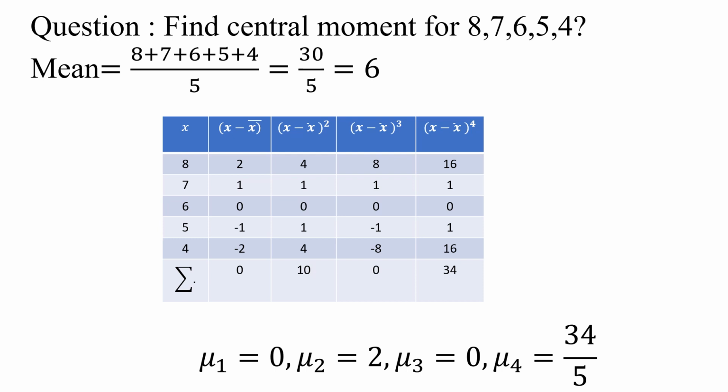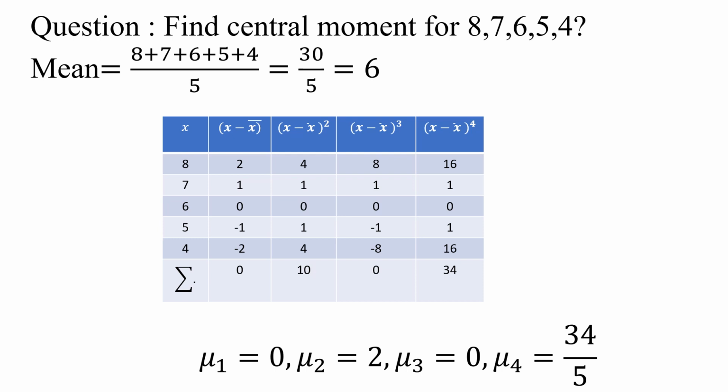So suppose the data is 8, 7, 6, 5, 4. So it means the number of data points is 5 basically: 1, 2, 3, 4, and 5. And you can take the mean. What is the mean? 8 plus 7 plus 6 plus 5 plus 4. So the answer will be 30 by 5, which is equal to 6. So now these are the data points which are taken.